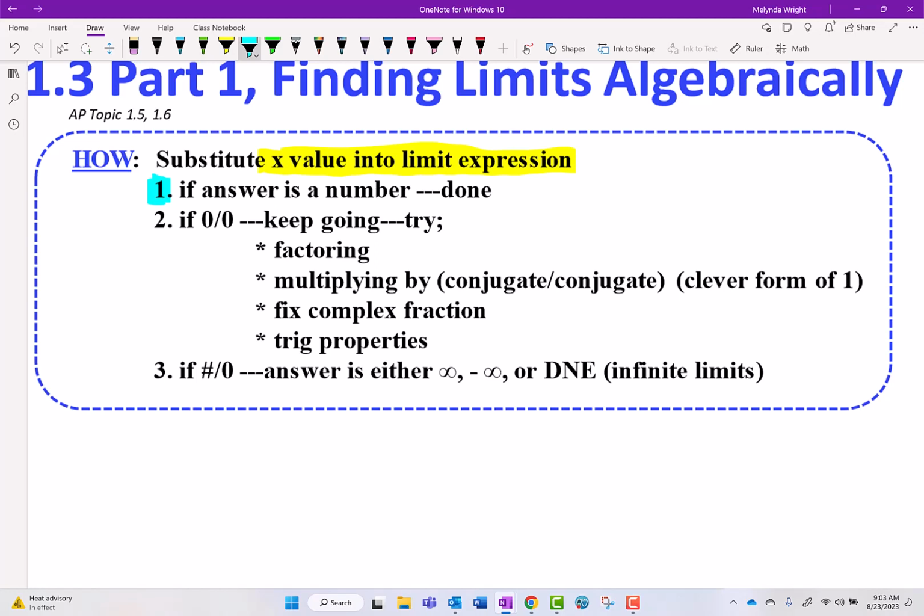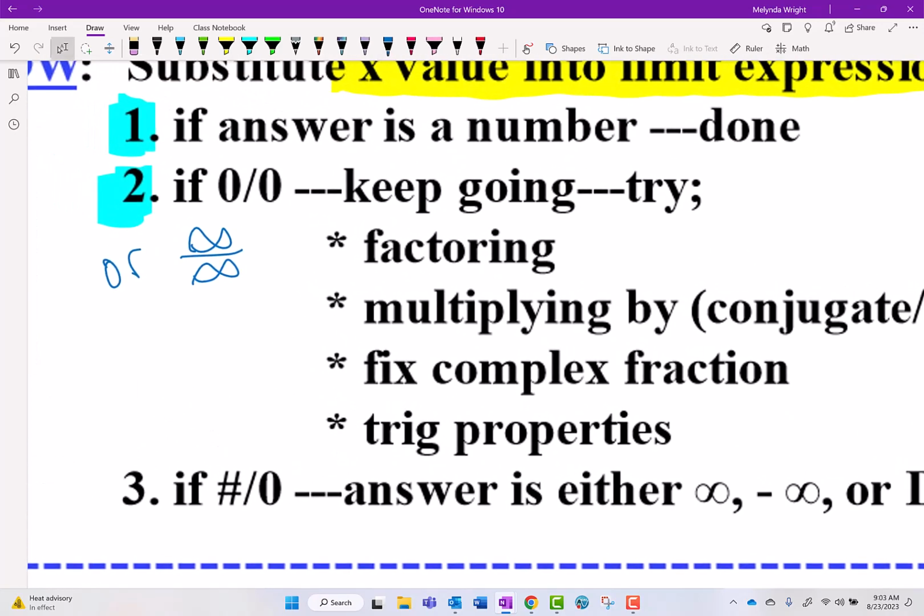The second thing that could happen when we substitute the number in is we could get a 0 over 0 or an infinity over infinity. We could get that. Okay, those are called indeterminate forms. Thinking of the English word indeterminate, that means we can't figure it out, right? We don't know.